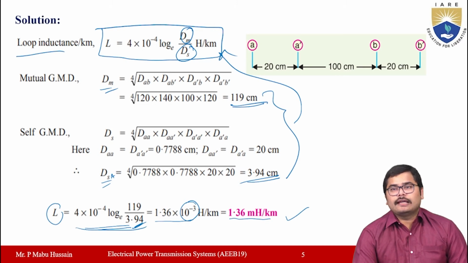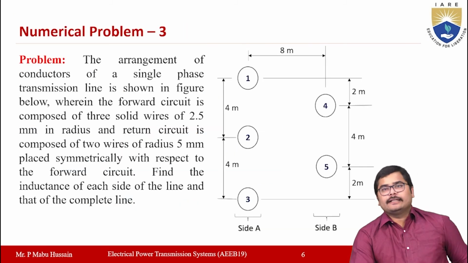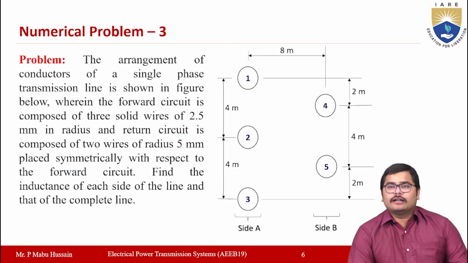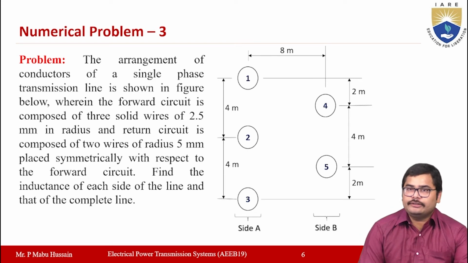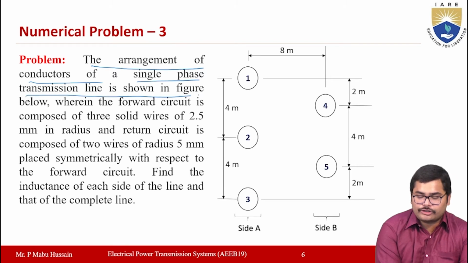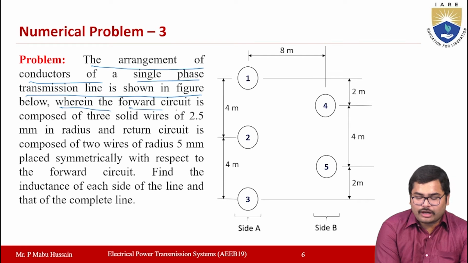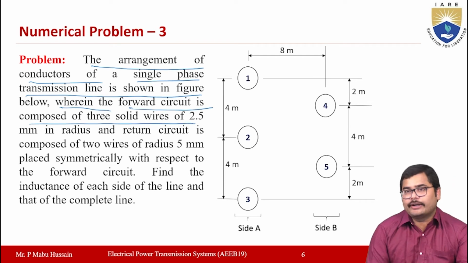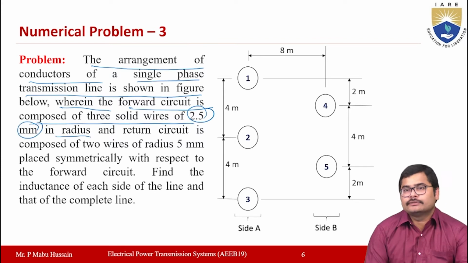If the line is having two subconductors in each line, let's take another problem. Here the same single phase line you are considering. The arrangement of conductors of a single phase transmission line is shown in the figure, wherein the forward circuit is composed of three solid wires of 2.5 mm in radius.